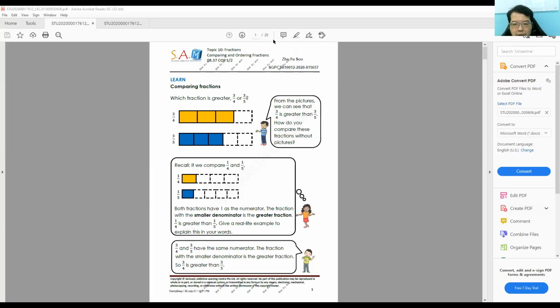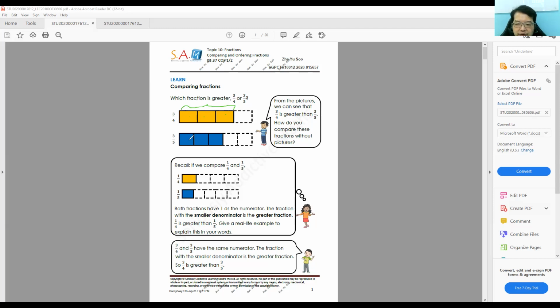Okay, so we're going to start off with comparing fractions. If you look at the question in front of you, it asks which is greater, 3/4 or 3/5? If you were to draw 3/4 and 3/5 in terms of these figures, let's take a look at how 3/4 looks. Remember that 3/4 is 3 out of 4 parts. In total, there are 4 parts: 1, 2, 3, 4. So 3/4 is 3 out of 4 parts.